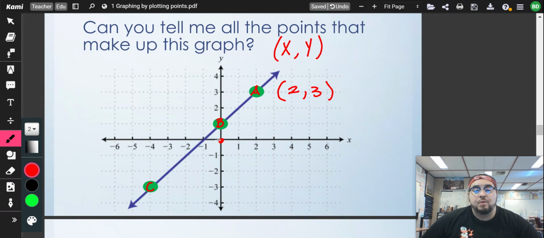Okay, B. If I was giving someone directions from the origin, from 0, 0, to get to B, they wouldn't have to go left or right because they're staying at 0. They would just go up 1. So they would go 0 and then up 1. Again, the 0 indicates that they did not move left or right. They stayed at the origin, and all they did was move up 1.